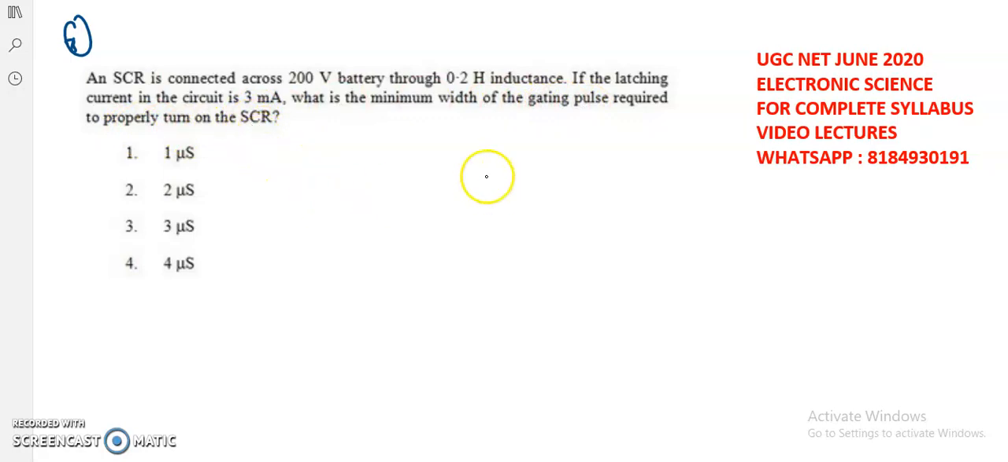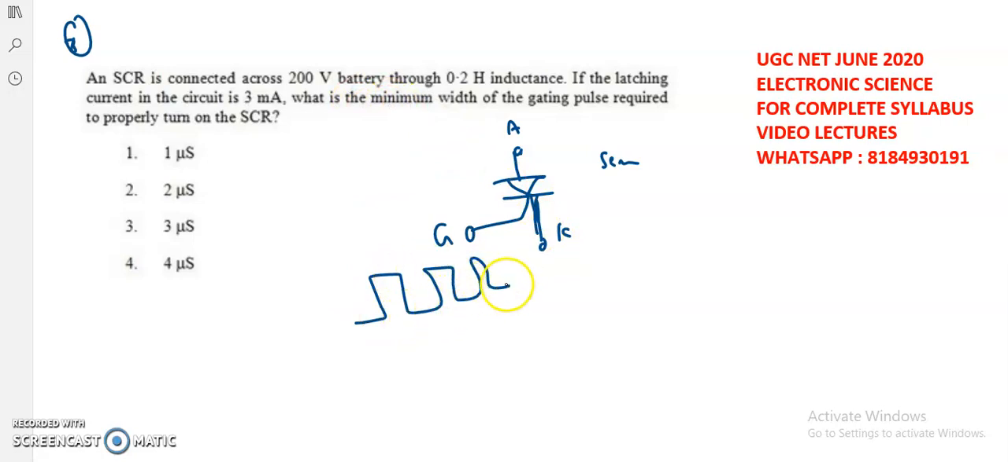So generally, this is the symbolic diagram of the SCR. It has the anode, the cathode, and the gate connection. Fine. So here we are using one gate pulse like this. It is a pulse we are giving to the gate terminal, and this is the duration of the pulse width. This pulse will make the SCR go into the on state.